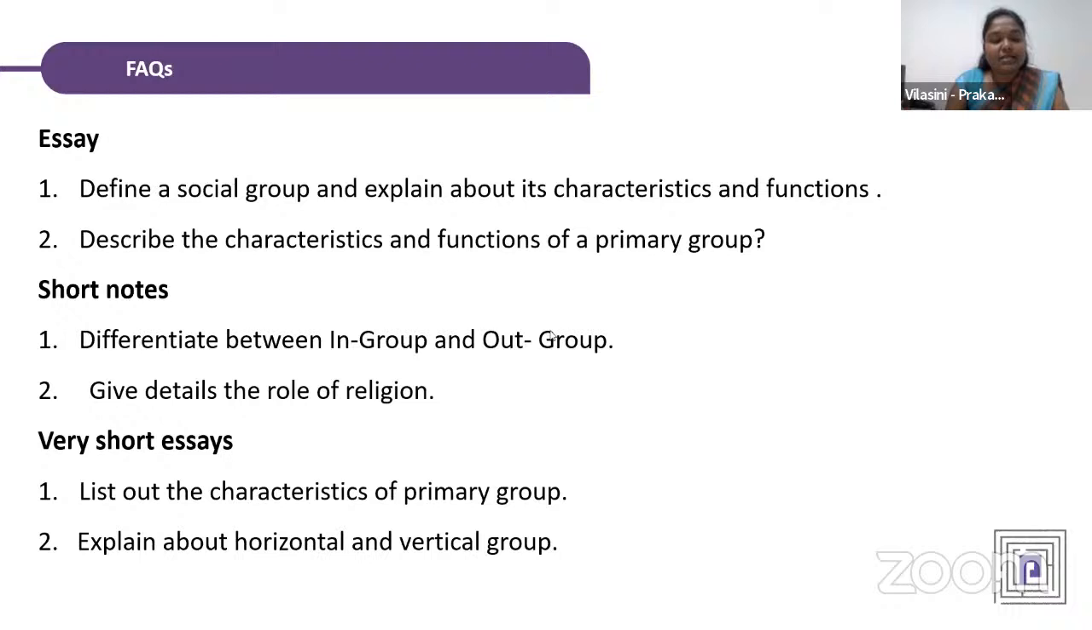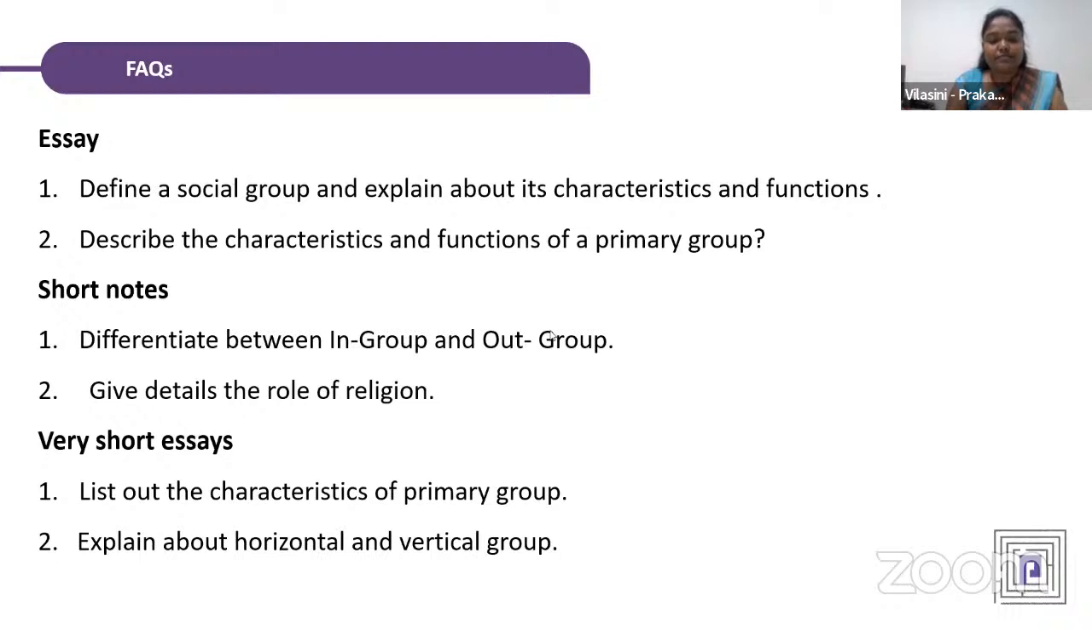Then second, the short notes will be: differentiate between in-group and out-group. In-group and out-group will be differentiated like this: the person in the group becomes in-group. When he is not present in the group, then he is called out-group. In the in-group, the we-feeling will be present, and in the out-group they will have a feeling of otherness towards each other.